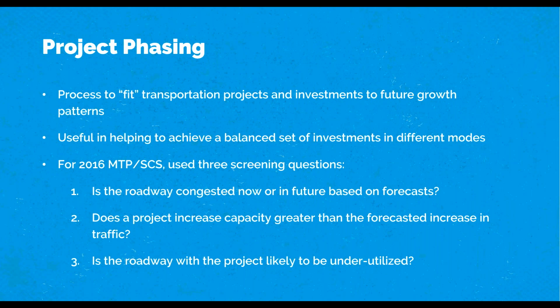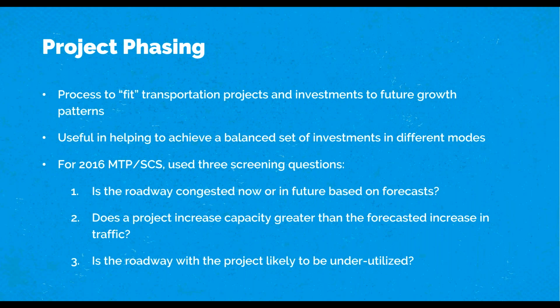And a second question we ask is, where a project is proposed, does the roadway show an increase in vehicle demand, or an increase in capacity, that's less than the increase in demand forecasted for that roadway? And if the capacity increase is significantly higher than the demand increase, that becomes a second flag for a project that could potentially be rephased later, potentially outside the horizon year of the plan.